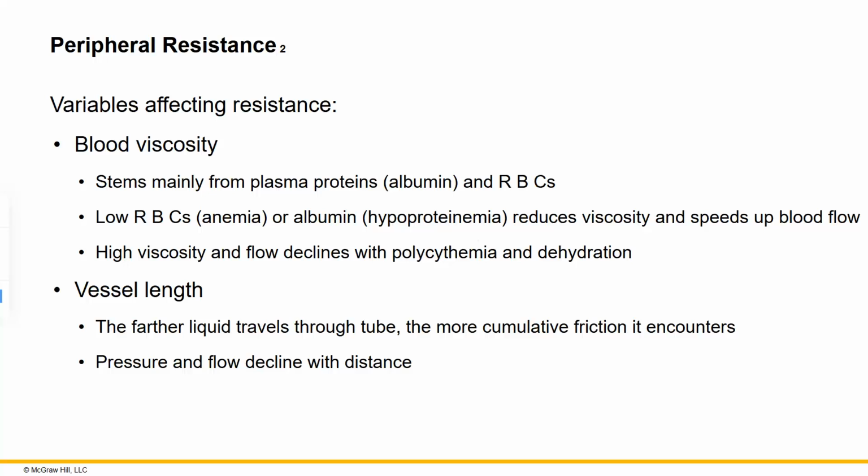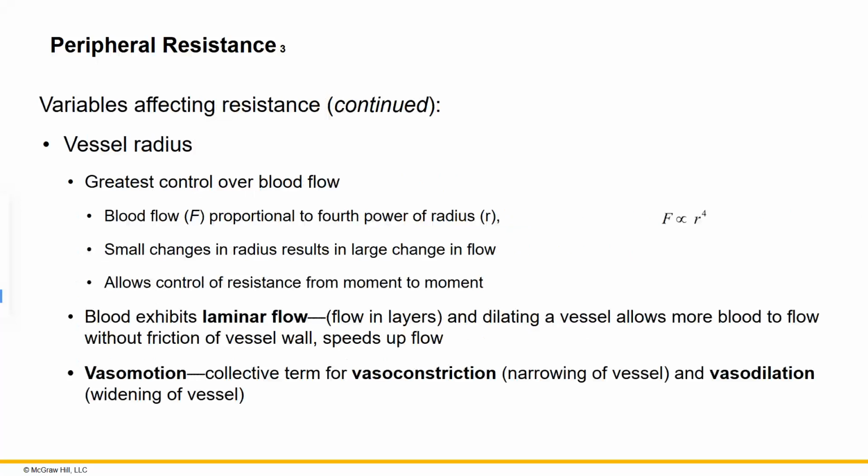So again, blood viscosity stems mainly from plasma proteins. If you're dehydrated, your blood can become a little bit more viscous. Low red blood cells, or albumin, reduces viscosity and speeds up blood flow. High viscosity and flow declines with polycythemia and dehydration. Vessel length, the farther liquid travels, the more cumulative friction it encounters. Pressure and flow decline with distance.